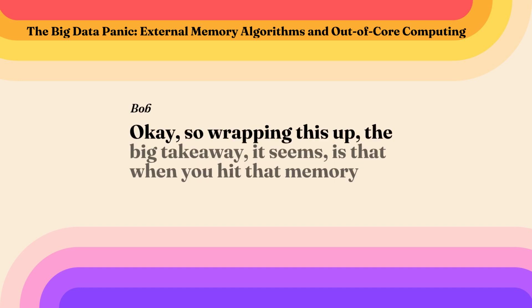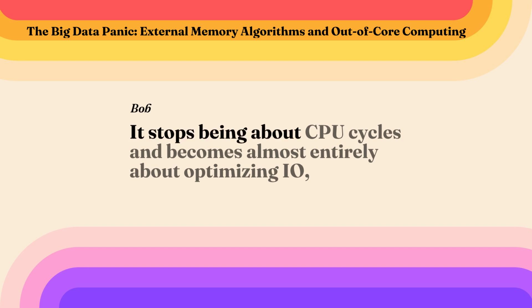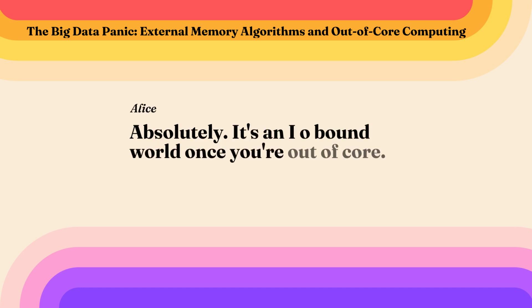Okay, so wrapping this up, the big takeaway, it seems, is that when you hit that memory wall, you have to fundamentally shift your thinking. It stops being about CPU cycles and becomes almost entirely about optimizing I/O, minimizing disk reads and writes, making access sequential. Absolutely. It's an IO-bound world once you're out of core.